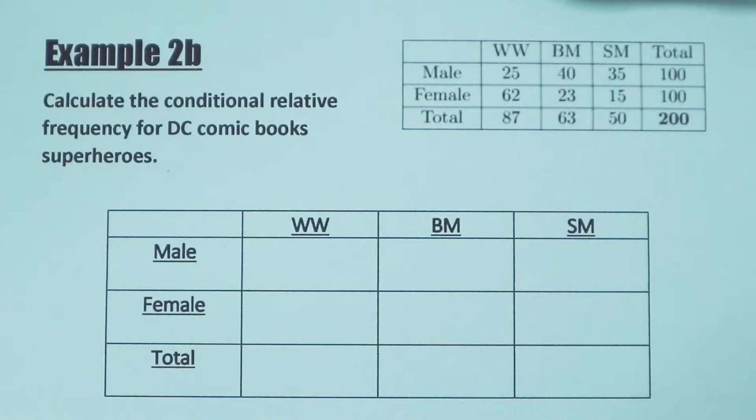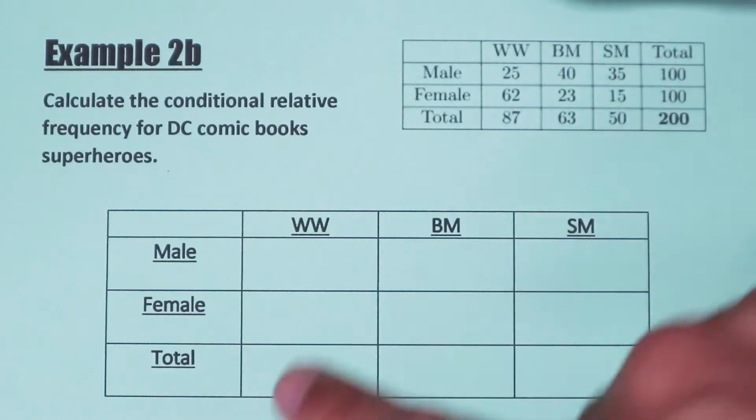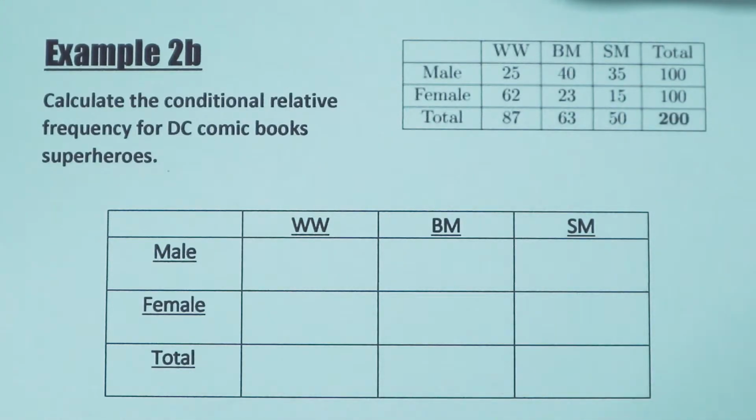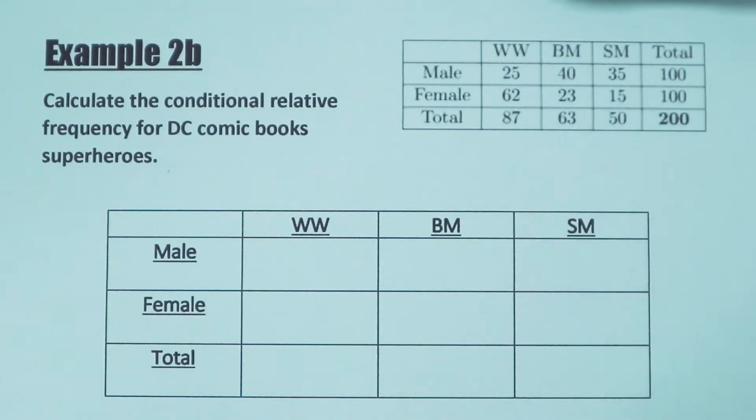Well, now we want to find out of all these 3 superheroes, what percent of them are male and what percent of them are female. So you notice that the total is not on the sides anymore, it's at the bottom, because we want to find out what percent of the genders like each of the 3 superheroes. So let's take a look at that.